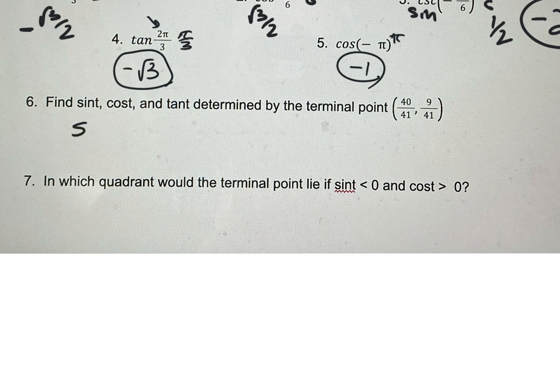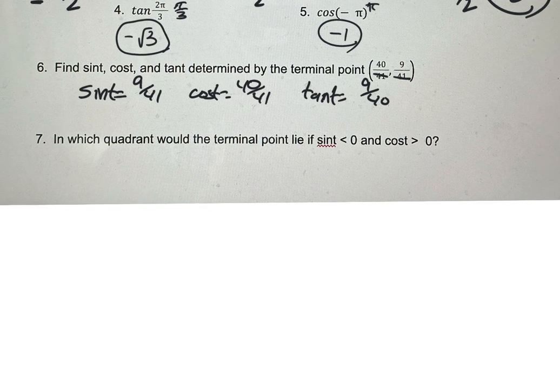Number 6, find sine, cosine, and tangent of that terminal point. The good news is sine is the y. All right, so we're just going to say sine is y. Boom. Cosine is x. I don't know how you missed this. And tangent is y over x. And if I put the y over x, the denominator is going to cancel. So I'm just going to get 9 over 40.